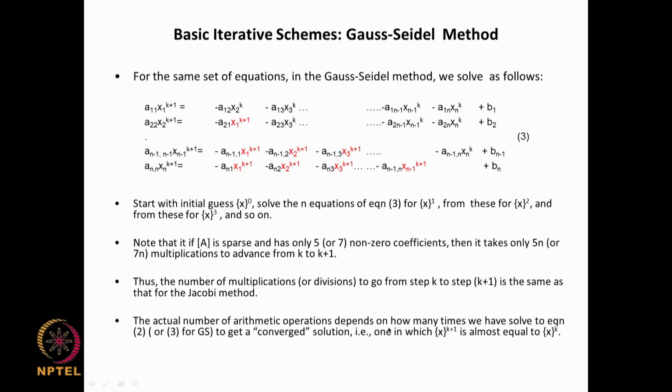A converged solution here is one in which x k plus 1, the updated one, is almost equal to x k, the previous one. If the amount of updating between the previous and the current one is very small, then you can say it is almost a converged solution, because any further updating does not make much change.